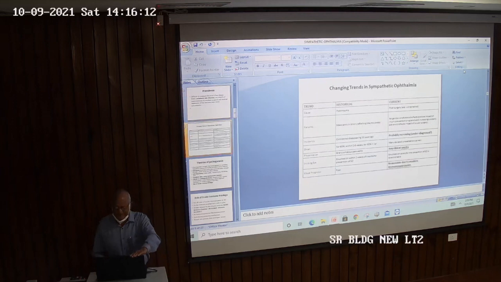Yes, this is a table. This is a changing trend in sympathetic ophthalmitis. A very, very important one. First we are taking the cause. Historically it was post-trauma, to a dangerous area, the ciliary body, and post-surgery also. But rare cases of post-surgical also occur.